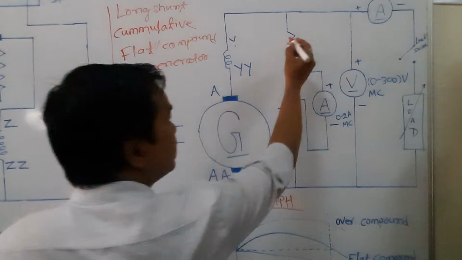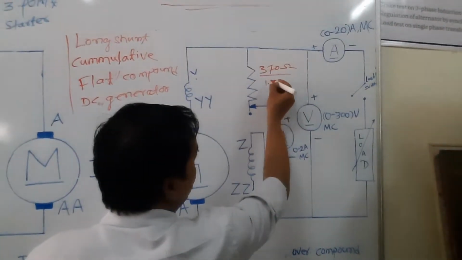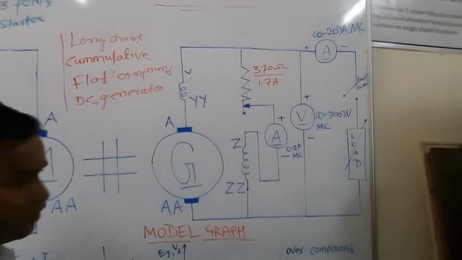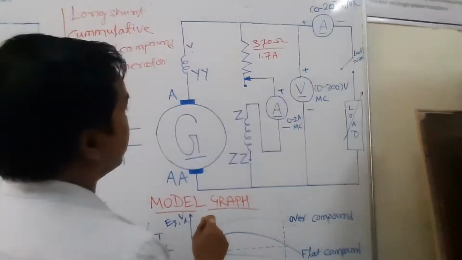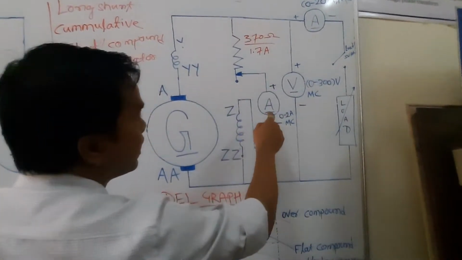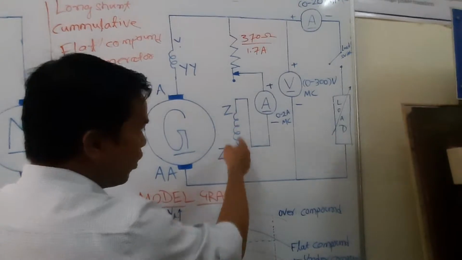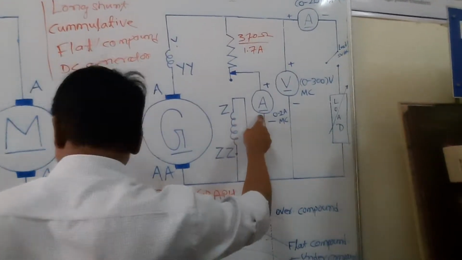This one is 370 ohm by 1.7 ampere. Okay, so next, this ammeter is measuring the current flowing here. Since this is the field winding, this ammeter is measuring the field current. This field current is nothing but IF. This is your IF.